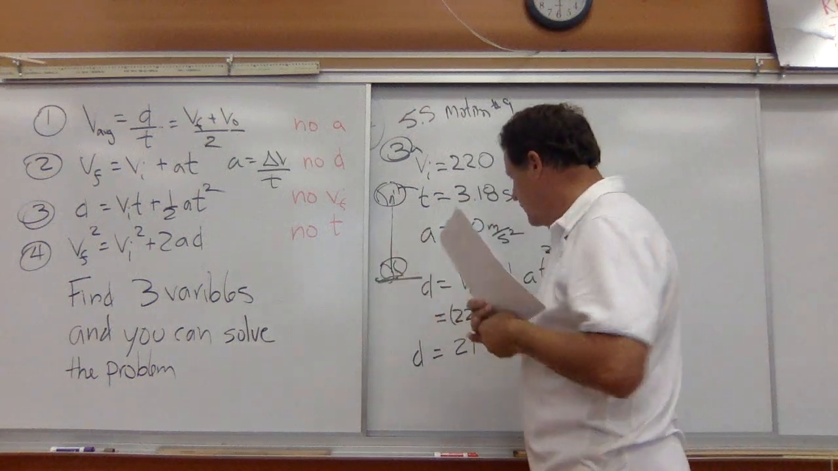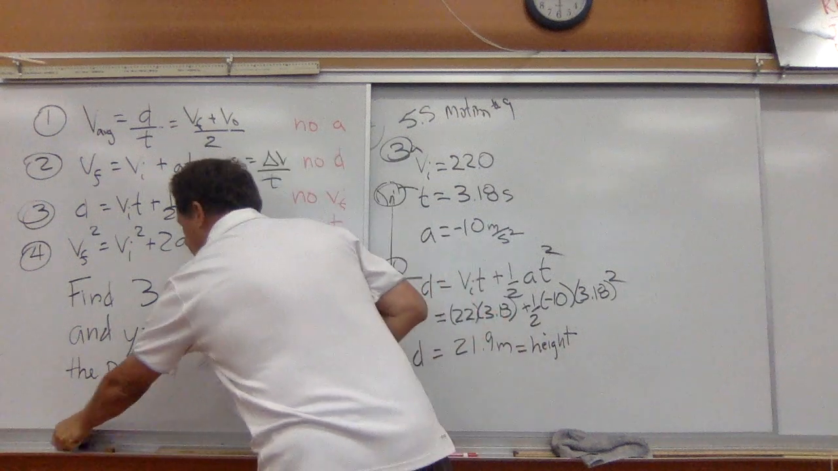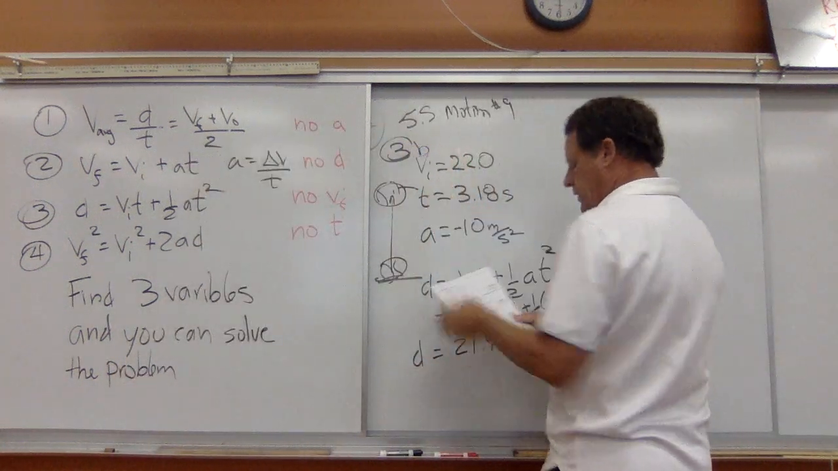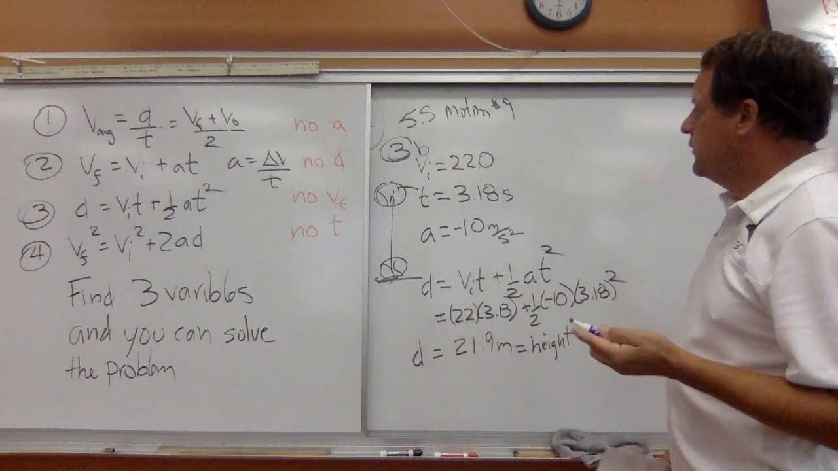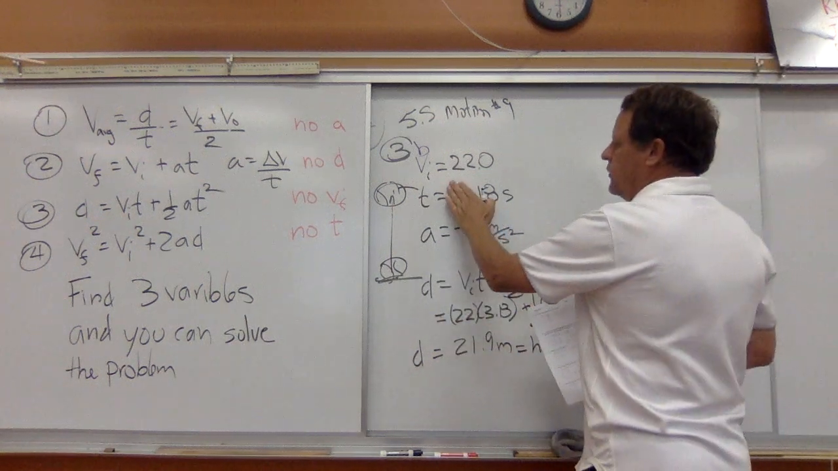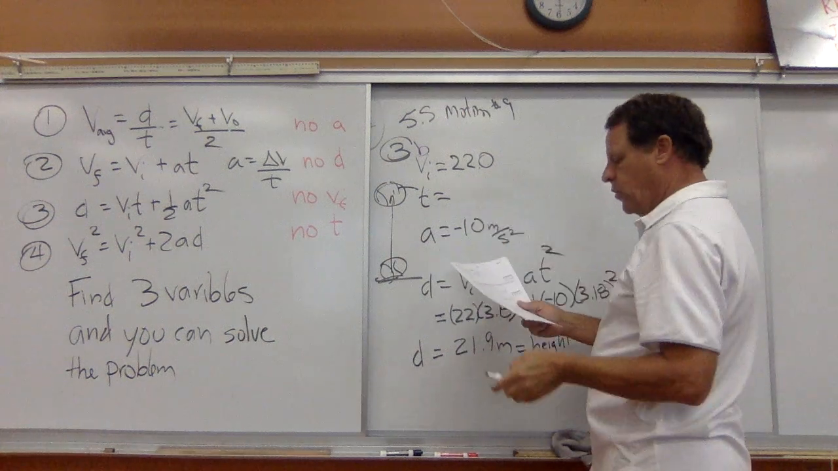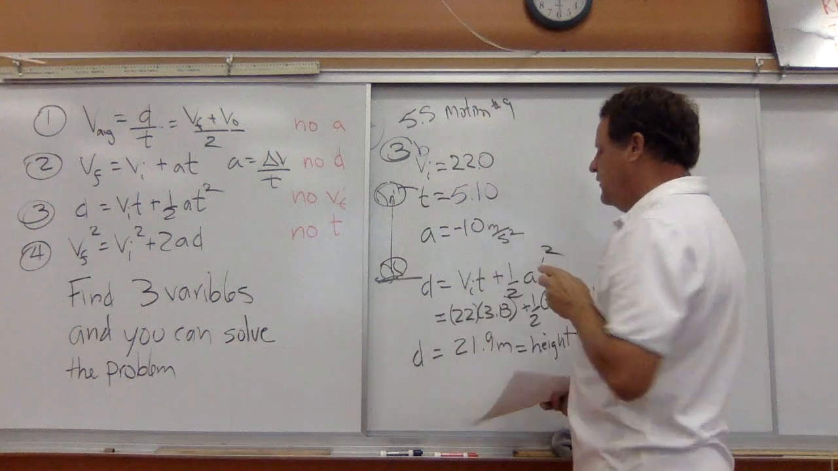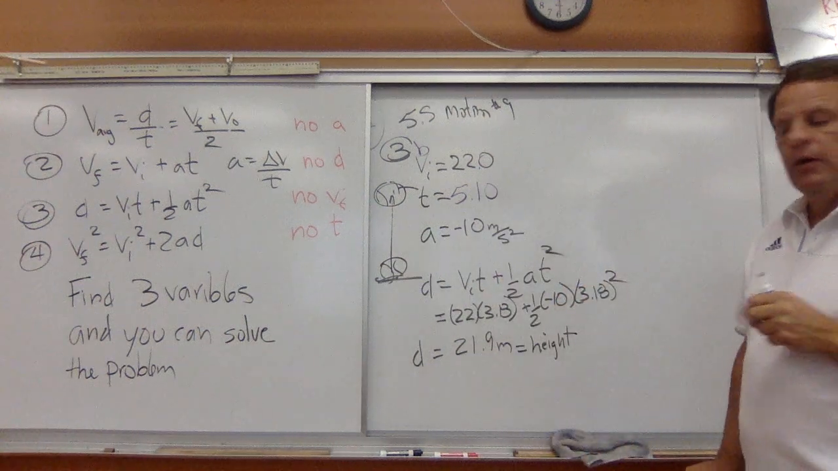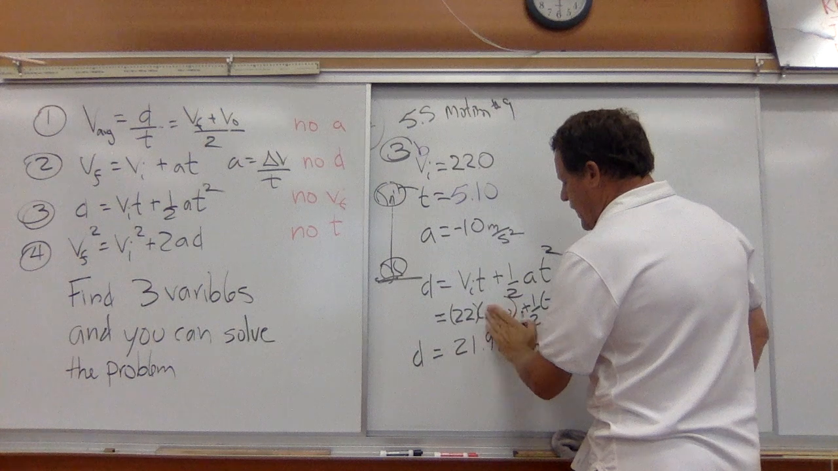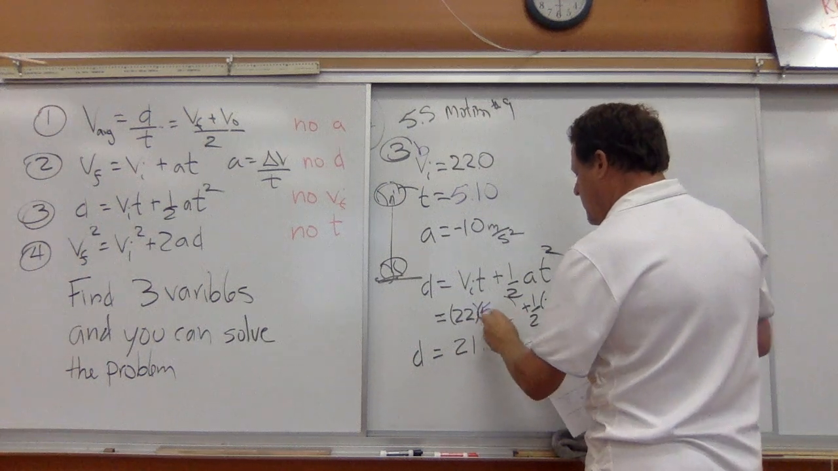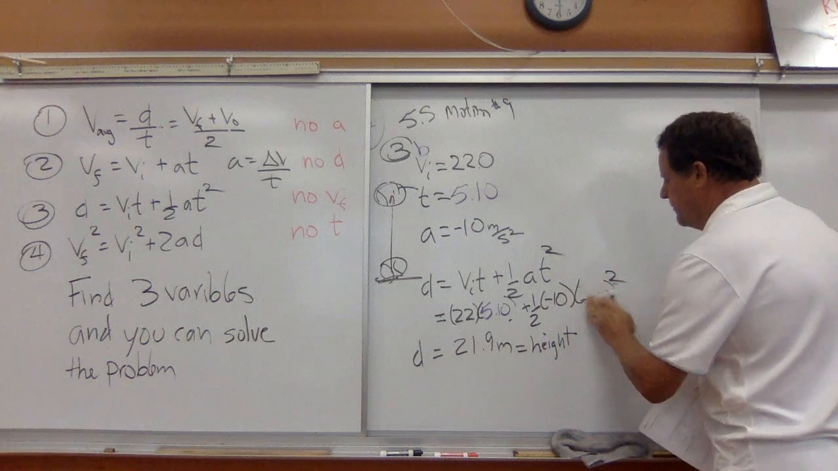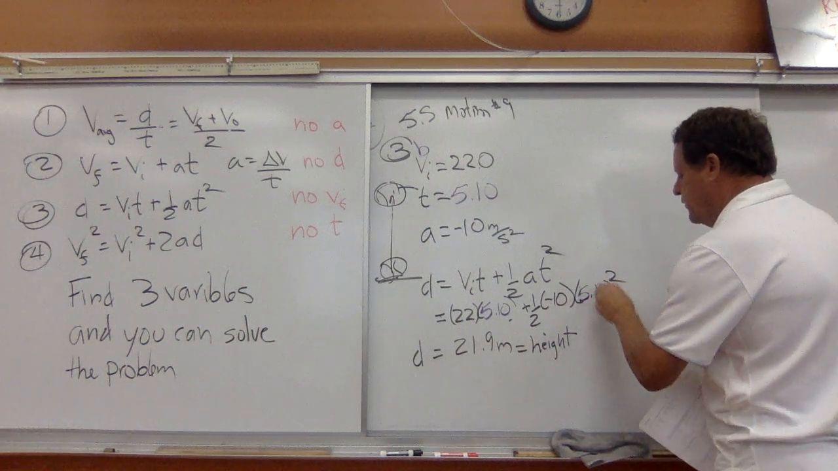3B, and I'm just going to change colors here. 3B is very similar, and all it's asking is, where is it when the time is 5.10 seconds? Again, same equation here. So now we're going to go down and change the time here, 5.10, and over here, 5.10.